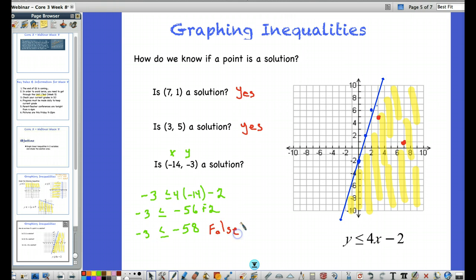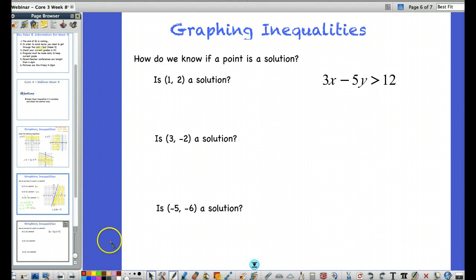So since this is false, is negative 14, negative 3 a solution? No. It is not a solution because when you plug it in, it doesn't work. So good. Let's answer the question. How do we know if a point is a solution? What's one way? The graph. What's another way? An equation. Just plug it into the equation. Good job, you guys. Any questions on that one? Nope. Okay. Good. All right.